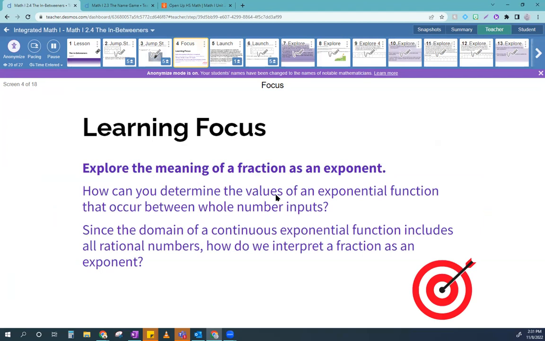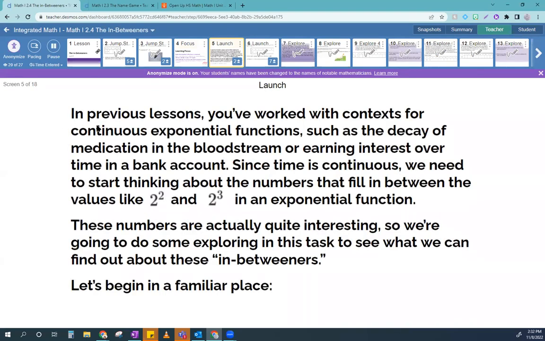Okay, how can you determine the values of an exponential function that occur between the whole number inputs? Since the domain of a continuous exponential function includes all rational, everyone say fractional, so fractional numbers, how do we interpret a fraction as an exponent? So say what? Yeah, so that's what, by the end of class today, you're going to be able to do. Word.